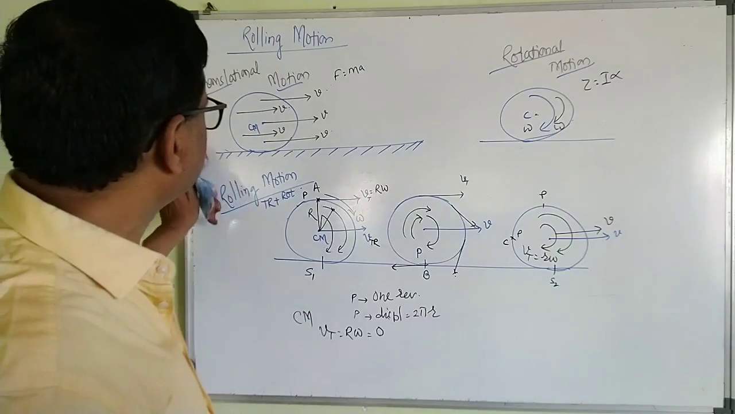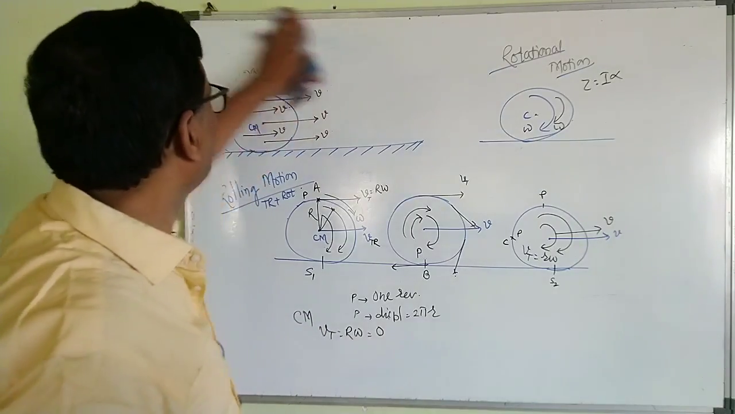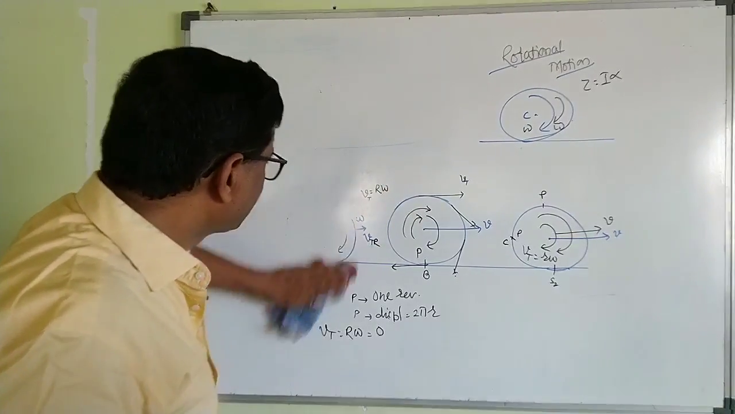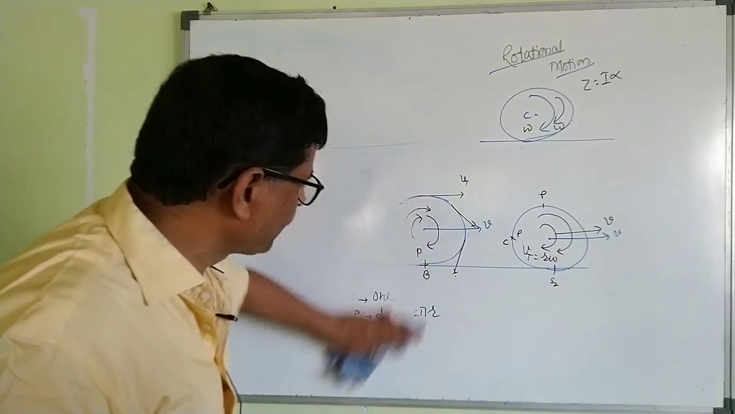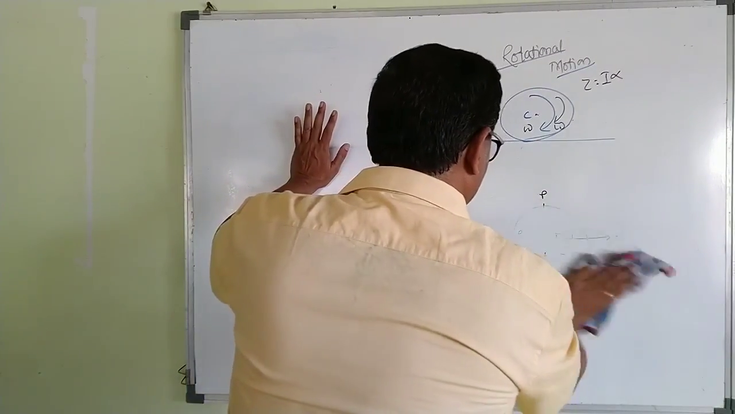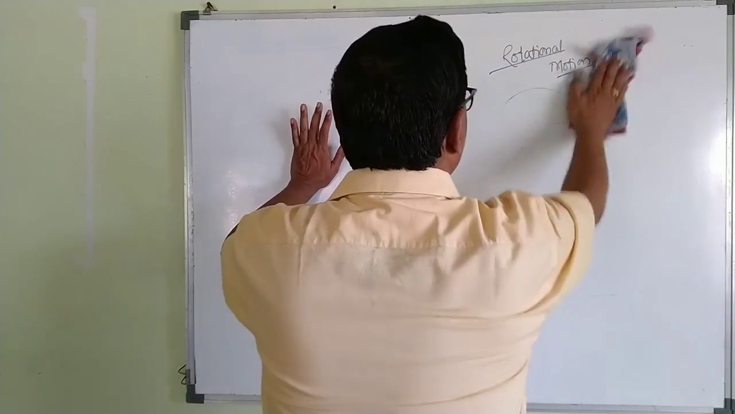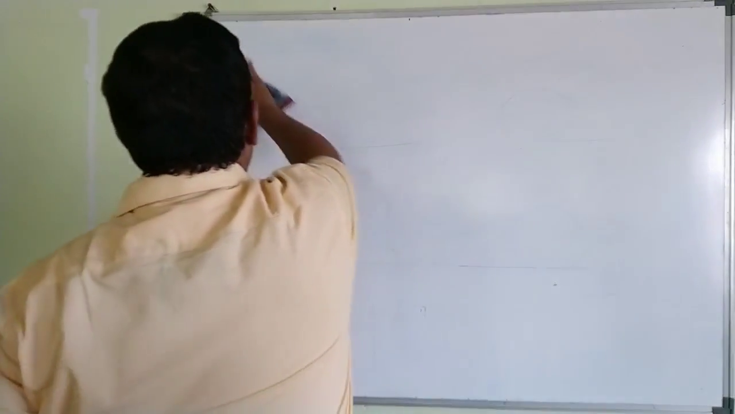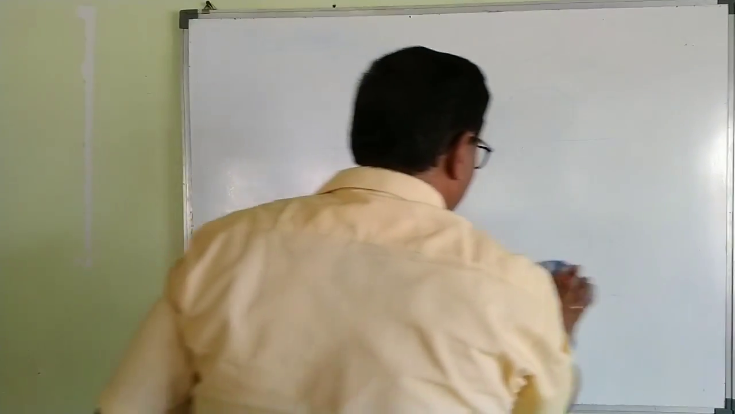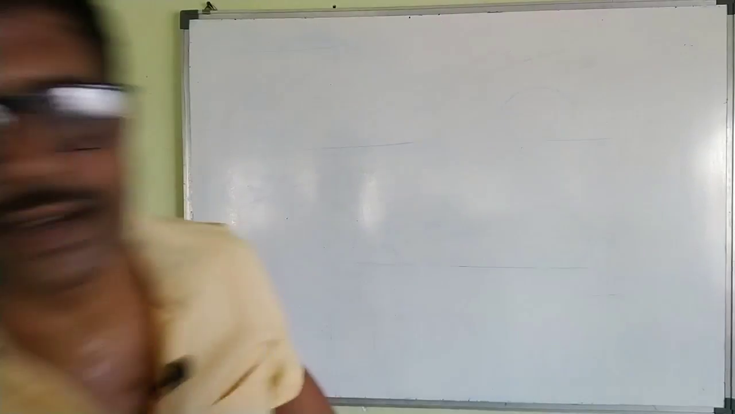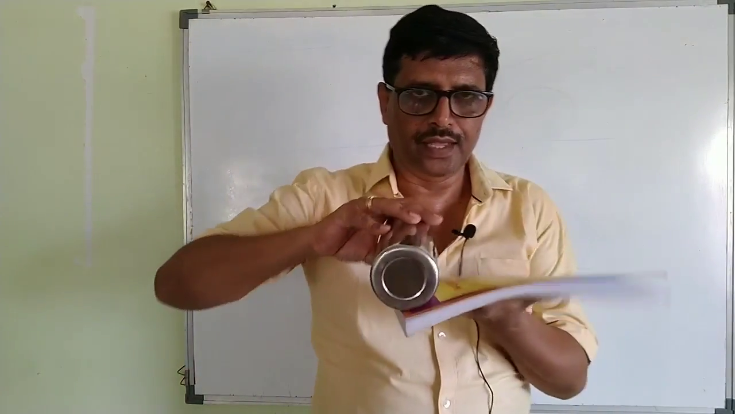Now, if you look a little bit more in detail, you will see what conditions are needed to have a rolling motion of a wheel. For rolling motion, it is needed that the object should be circular in shape. A ring can roll, a disc can roll, a sphere can roll, a cylinder can roll. For that, I have a very good example of this rolling motion. I got a cylinder here. This is the cylinder I got.